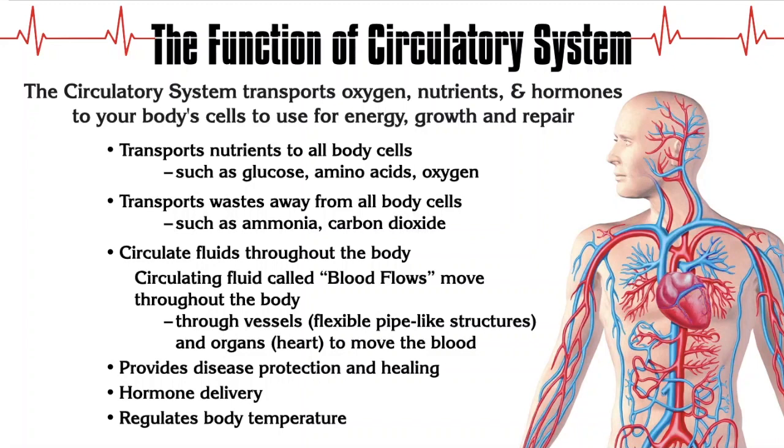Not only that, the circulatory system is closely intertied with the lymphatic system. So the blood cells, specifically the white blood cells, the leukocytes, are going to help in disease protection and healing. The healing can also tie in with the thrombocytes or the platelets. It will also tie in with the endocrine system, delivering hormones to different parts of the body. And as the blood vessels dilate and constrict, it will impact body temperature regulation.